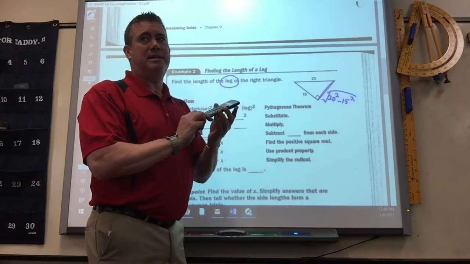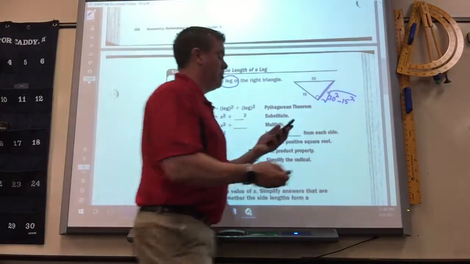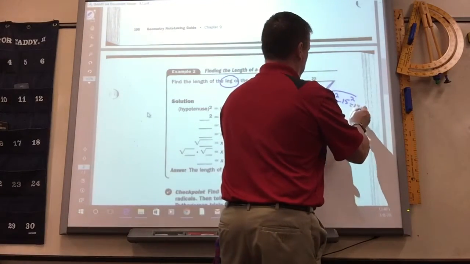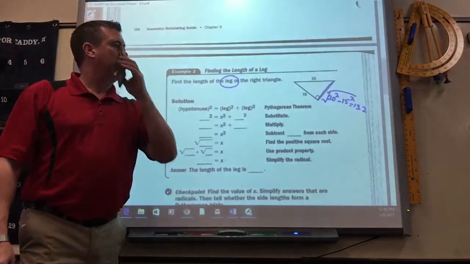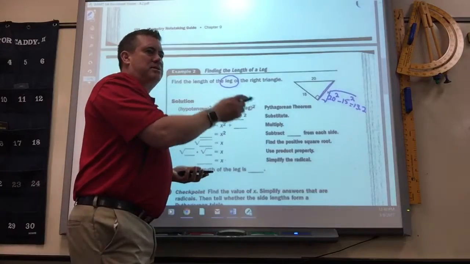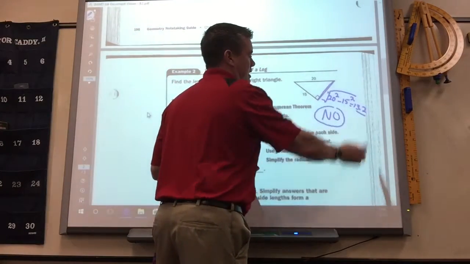You got to remember to press equals on these, and then hit square root. This one I'd have to round. So it's 13.2, rounded to the nearest tenth. So then if they ask, they didn't, but is this a Pythagorean triple? No, because I rounded that number.